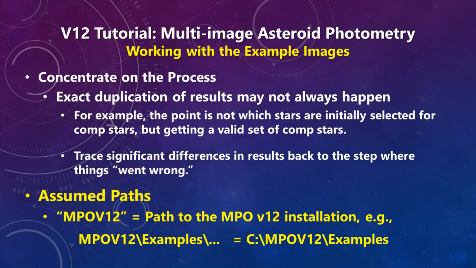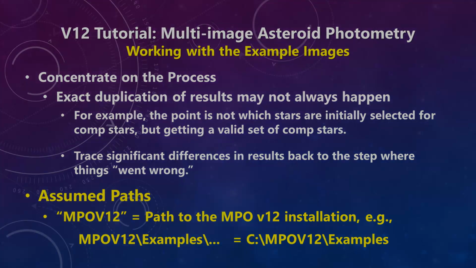Anytime a directory path is mentioned, it will be assumed that the version 12 directory tree is off the root of a drive, for example, c:\MPO v12. Anytime a path is referenced, it appears as just MPO v12, for example, MPO v12 \, and then the rest of the directory or file path. It is also assumed that you did not change any v12 subdirectory names, and that you downloaded the sample images used in this tutorial.